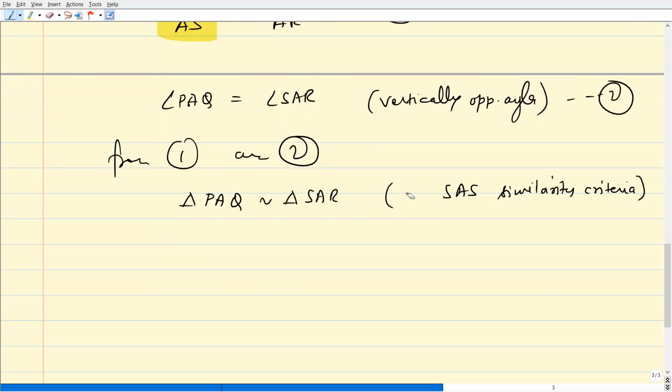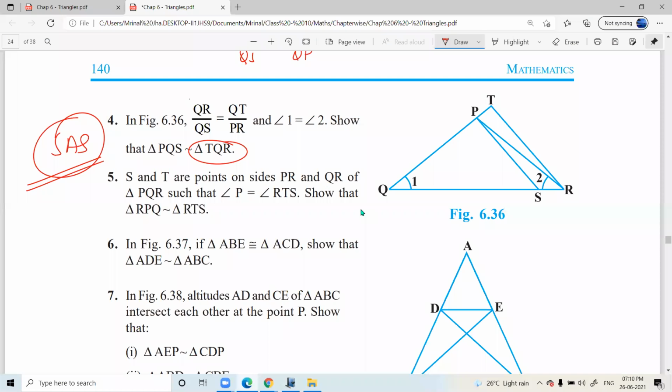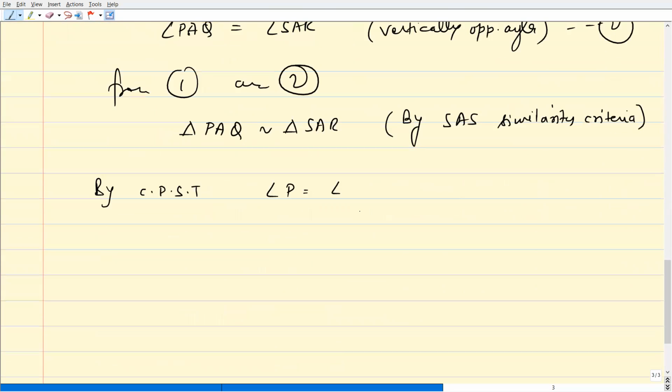By SAS similarity criteria. Okay, and then you will say by CPST, corresponding parts of similar triangles, angle P is equal to angle... What did they ask us to prove? Here: P is equal to S and Q is equal to R.